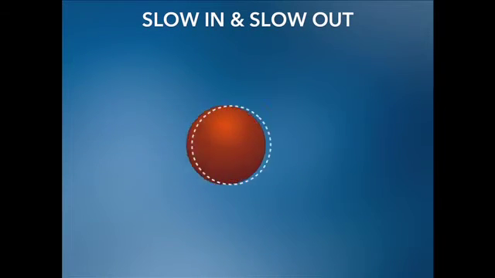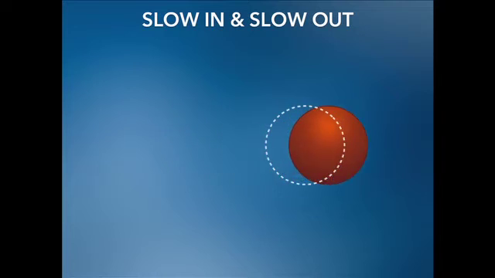Slow in and slow out. This principle pertains to the inertia of objects. You may be more familiar with it as ease in and ease out. Motion is introduced by acceleration, and the final position is predictable by the deceleration of the object. So you get an idea as to where it's going to stop before it even stops. And slow in and slow out makes a movement easier to follow visually.